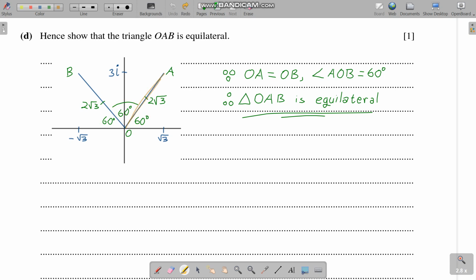And remember that we have the same length here, so it's at least an isosceles triangle because it's the same angle here and the same angle here. Now since this is 60 degrees, the remaining angle must be 120 divided by 2, also 60, so therefore it's equilateral. So you can just write: since OA equals OB and the angle AOB is 60 degrees, therefore it's equilateral, the triangle AOB.